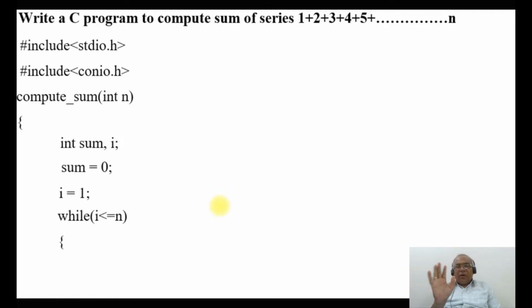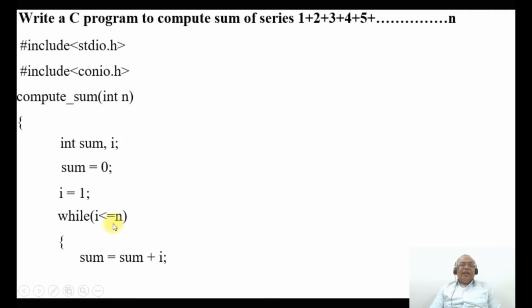If the number of counts, what I need to do, I want 1 plus 2 plus 3 plus 4 plus 5. I want 5 items. So the number of terms I want to execute is 5. So while i is less than or equal to n, what will be the value? Sum will be equal to sum plus i.